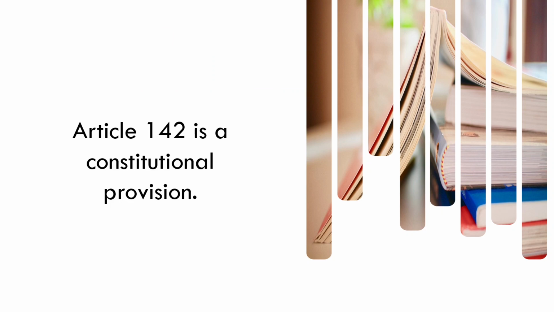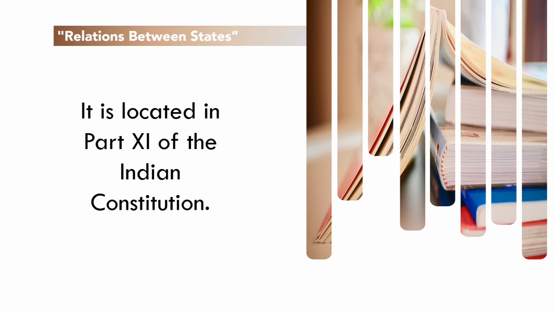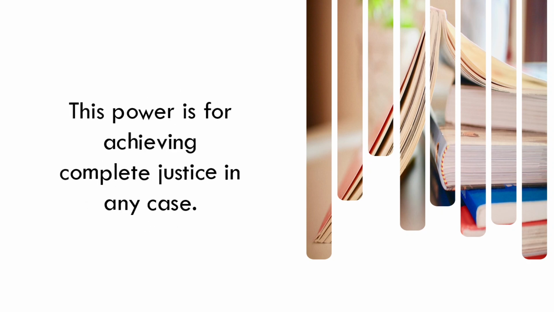Article 142. Article 142 of the Indian Constitution, located in Part 11 titled Relations Between States, is a unique and exceptional provision. It grants the Supreme Court of India an unparalleled discretionary power, enabling it to render judgments and orders for the complete justice of any case, even if it involves matters beyond the purview of the Constitution.